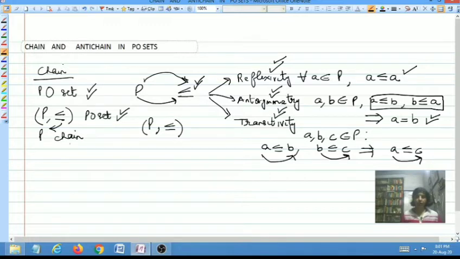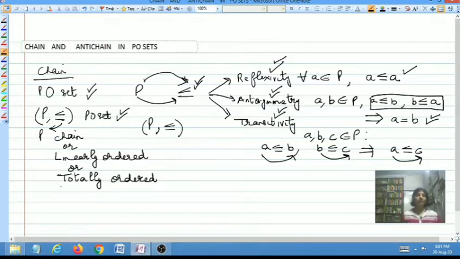When do you call it a chain, or when do you call it a linearly ordered set? This is another name for a chain. Or when do you call it a totally ordered set? These are different names for the same thing. When do you say that a PO set is a chain or a linearly ordered set or a totally ordered set?